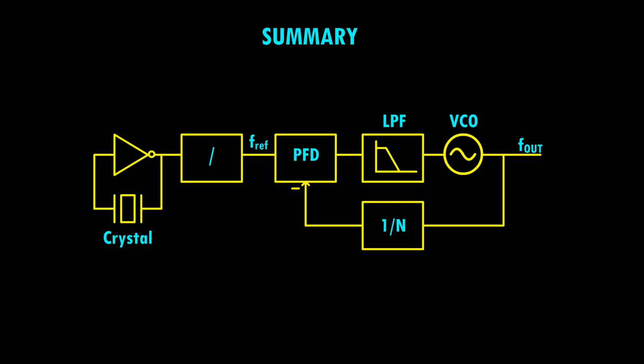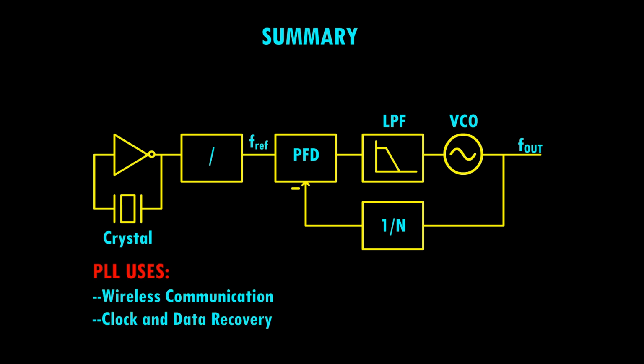PLLs are incredibly versatile and their uses are not limited to wireless systems. They are also used in clock and data recovery, jitter reduction, and FM demodulation. Exploring every variation will take a full-length series, so we have provided links in the description for further reading.